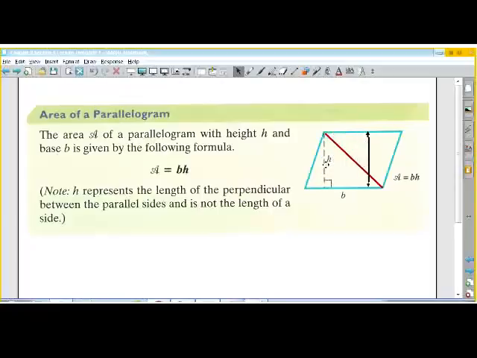But the height is always the distance between the two parallel sides. Well, two of the same parallel sides. So that doesn't change no matter where I draw this thing.